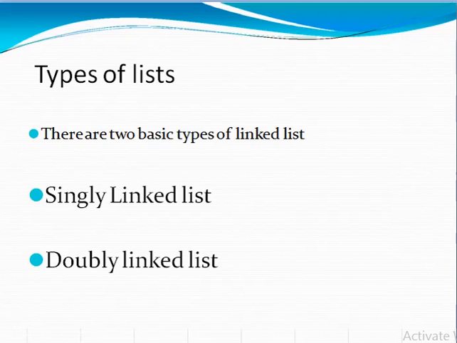Next, in this video we are going to see the various types of linked lists. Basically there are two different types of linked list. One is the singly linked list and the other is the doubly linked list. In today's video we will give you a brief description of the singly linked list.